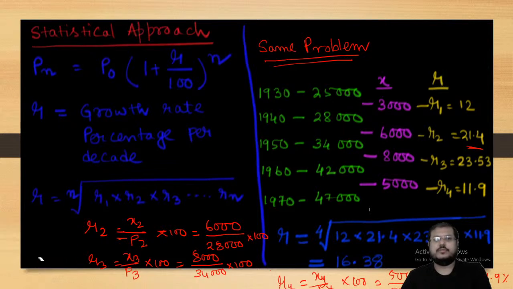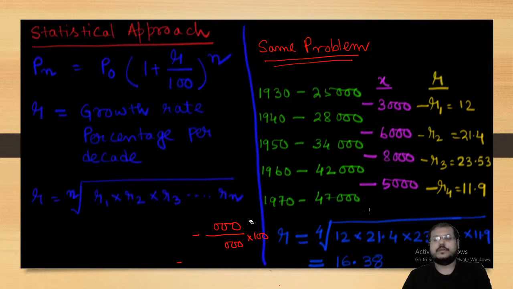Now what we need to do, you need to go for this R. R means the geometric average, the fourth root of R1, R2, R3, R4. You are going to get the value as 16.38.